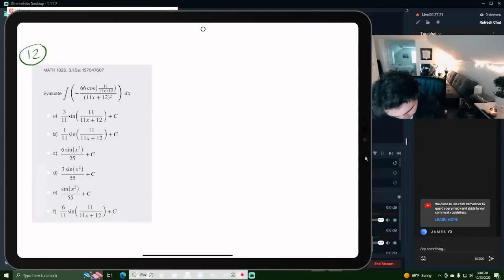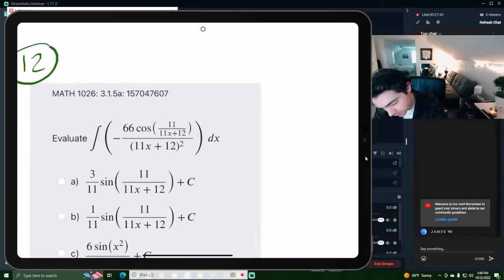In this case, it might be a little tricky picking your u value. We still want to pick u as the expression that's inside parentheses, and that's being acted on by some outer function. And I would say if it's inside a trig function, like cosine, for example, then this is going to be the stronger u, as opposed to picking 11x plus 12.